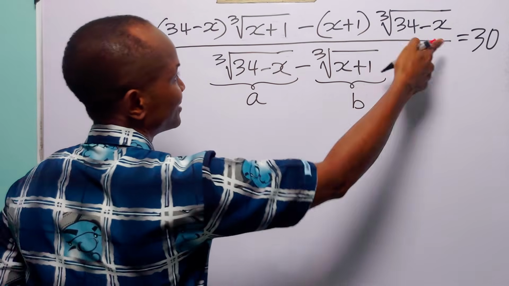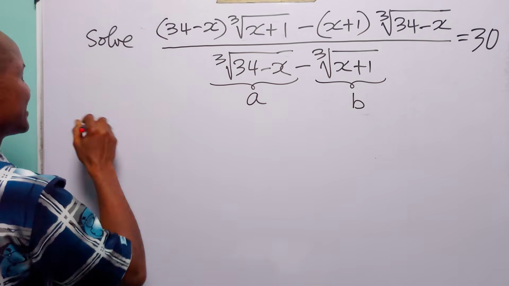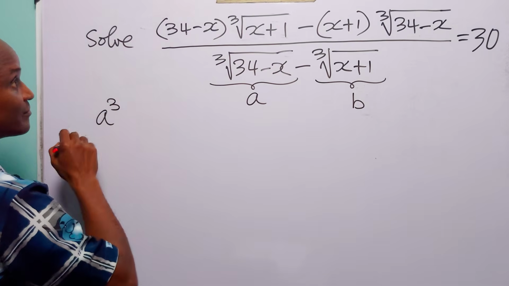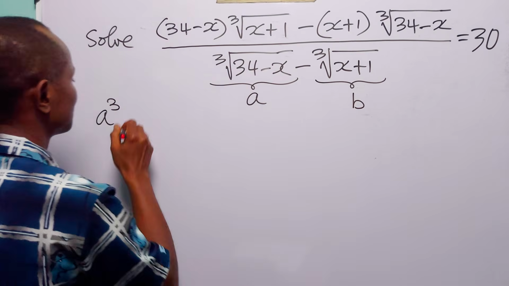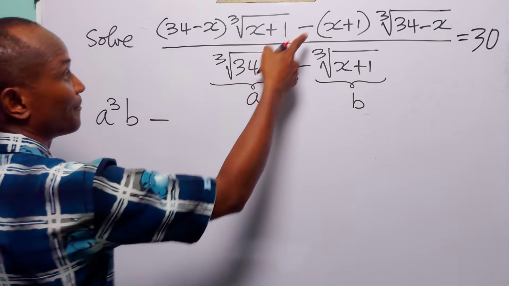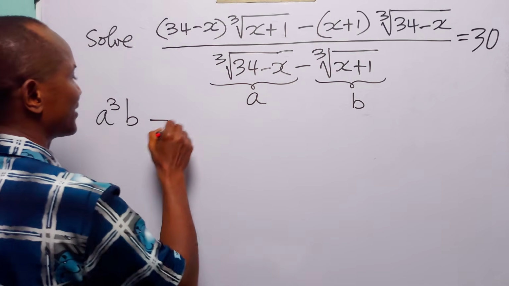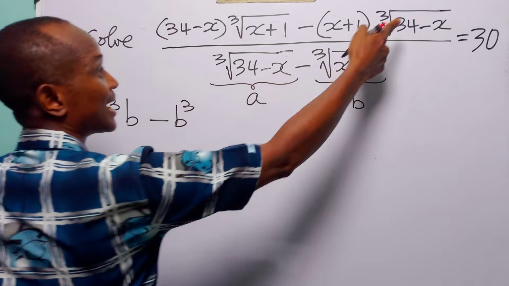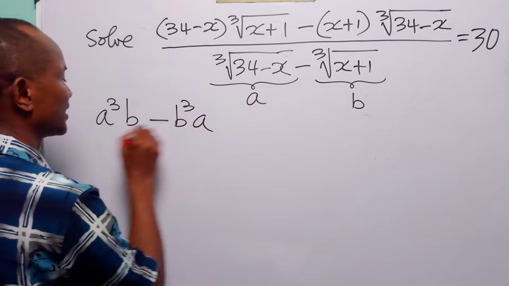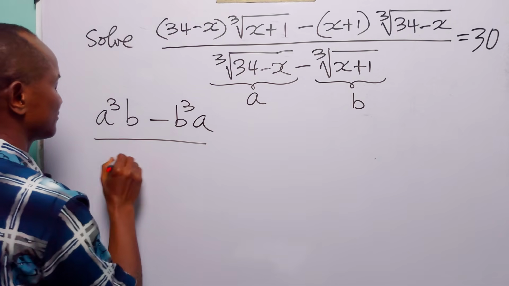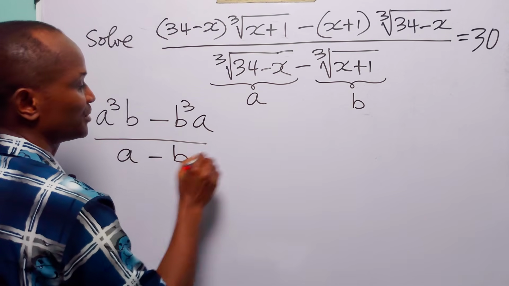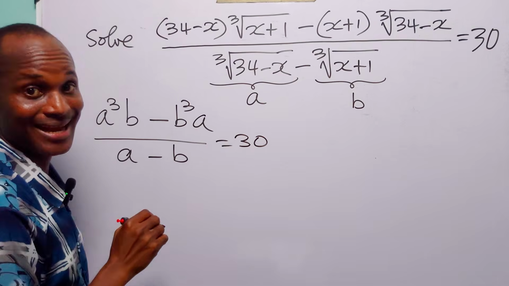So we can now write this equation as a to the power 3 times b, minus b to the power 3 times a, divided by a minus b is equal to 30.